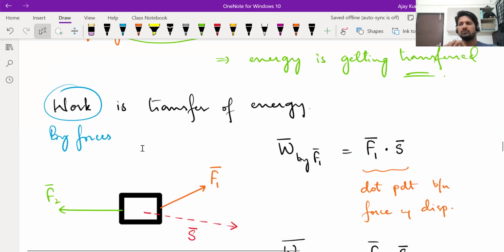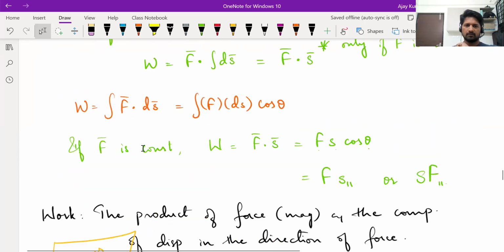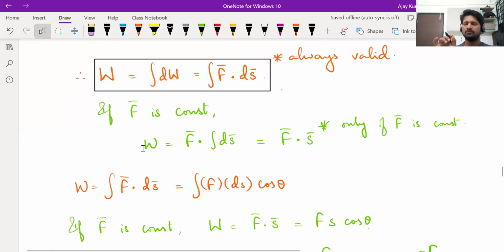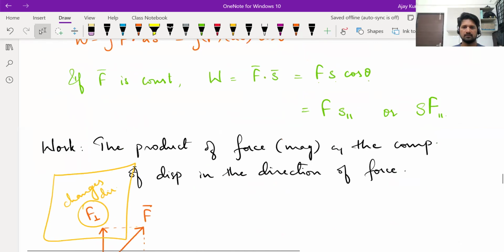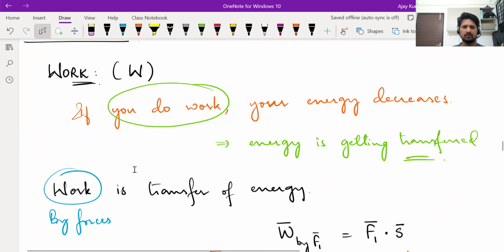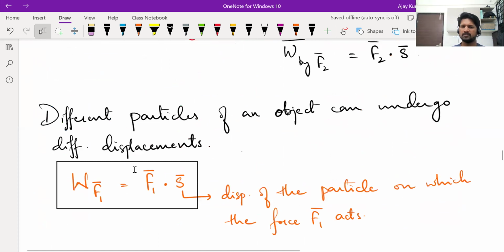So whenever you are asked to calculate work, you must be specified work done by which force you are supposed to calculate, and you will be specified. The basic formula for work is integral F dot ds. Always say force dot displacement. Don't use the term into or anything else. Remember ds, small displacement, is the displacement of the point on which the force is acting. Displacement of the particle on which the force F is acting.